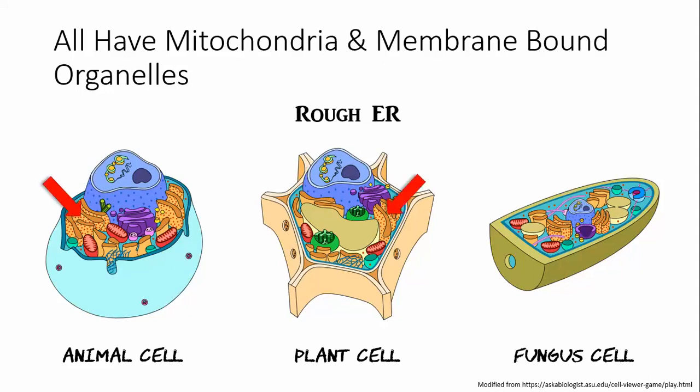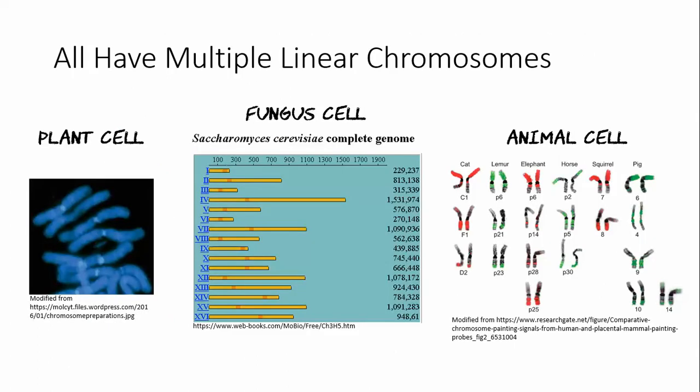We all have rough ER, and I could keep going through the organelles, but you see the trend. We all have these similar organelles that are performing similar functions with similar structures. We just have some that are kind of modified. Another similarity is we all have multiple chromosomes, and they're all linear chromosomes. So here we see an actual microscope image of plant chromosomes. Notice that they're linear, single long line.